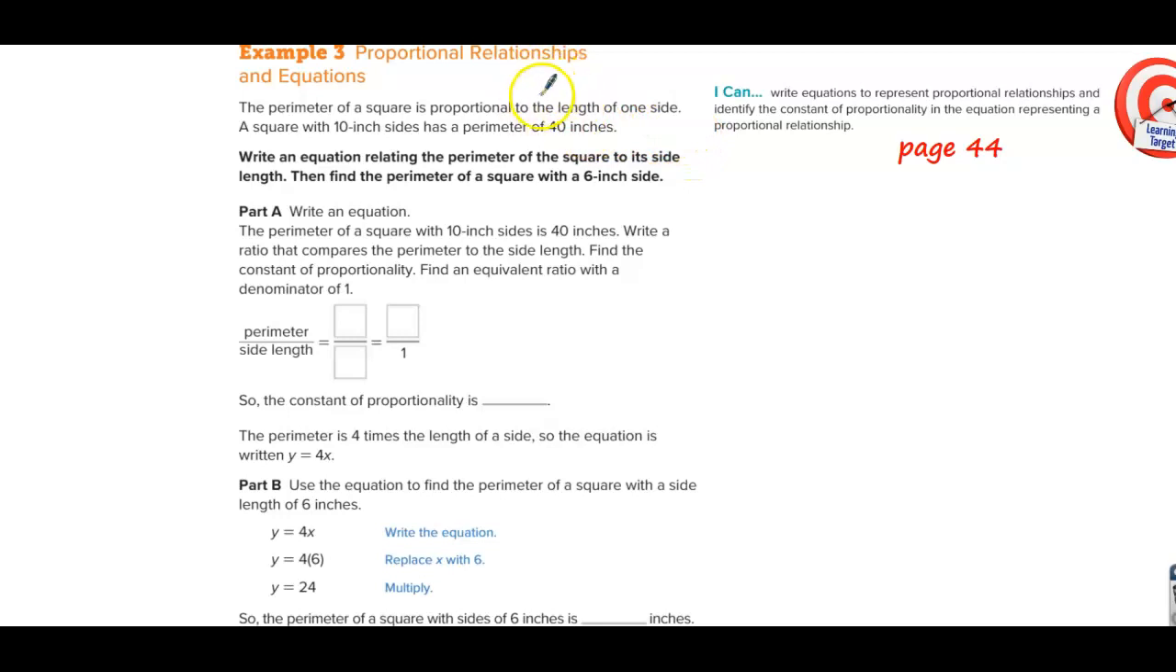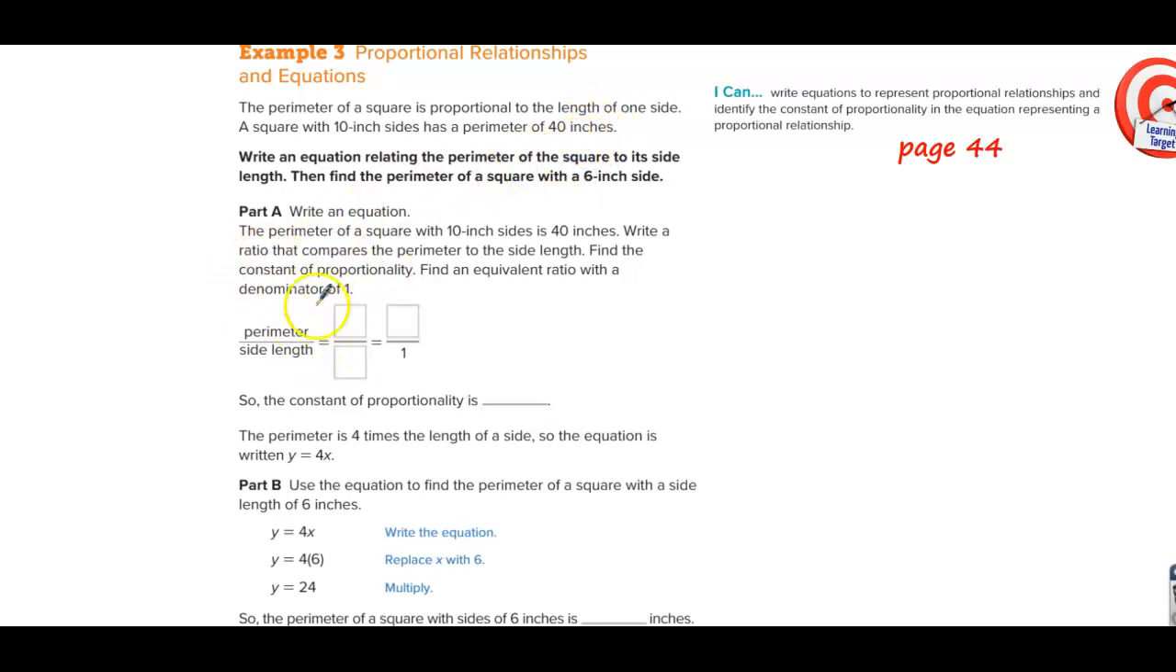Okay, example 3. They're really complicating perimeter here. I know we all know perimeter is just the 4 sides added together, but they're going to make us write an equation for it and then use the equation to find perimeter. It says the perimeter of a square is proportional to the length of one side. A square with 10-inch sides has a perimeter of 40 inches. Write an equation relating the perimeter to the side length.